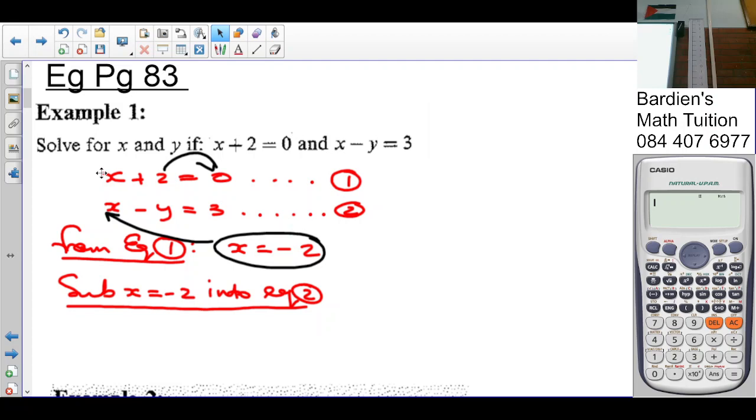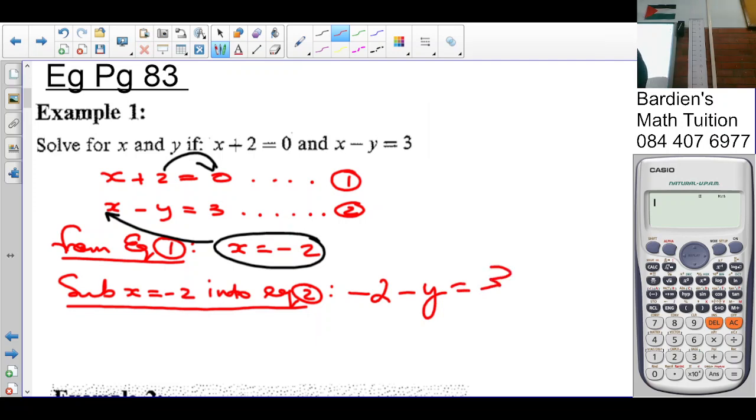Right, so what do we have now? Now we have x is now minus 2, not so? So negative 2 minus y is equal to 3. So what do I do now in pursuit of calculating y? Take the negative 2 over the equal sign. So what does this now become? Negative y is equal to 3 plus 2, not so?